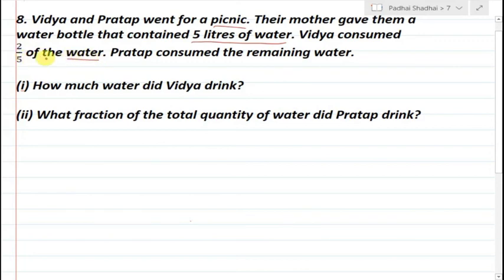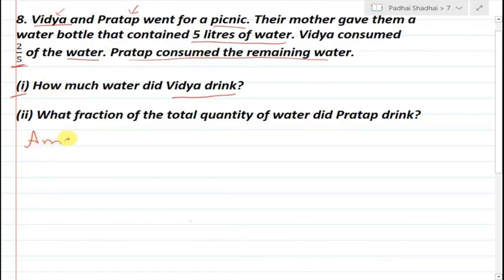Okay, remember it better, read the question properly first yourself. So we will see Vidya drank 2 by 5 part of the water and Pratap consumed the remaining water. So first we have to find out how much water Vidya drank. The total amount of water in the bottle was 5 liters. So Vidya drank 2 by 5 part out of the total 5 liters. So let us multiply it and find out the answer of question 1.